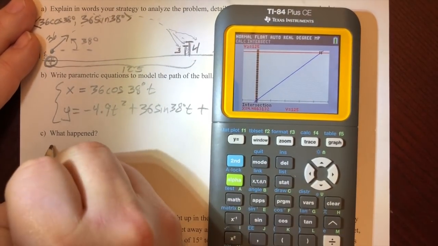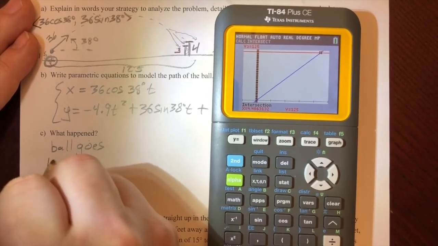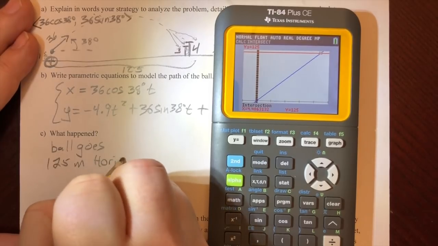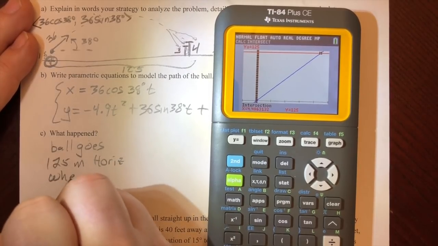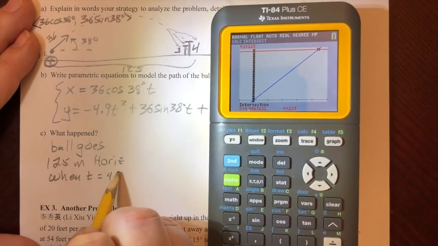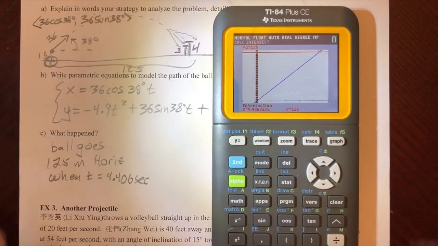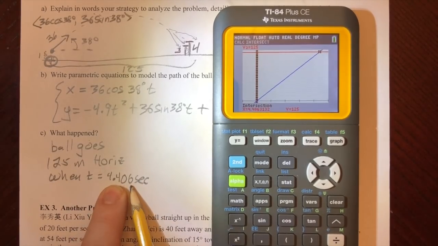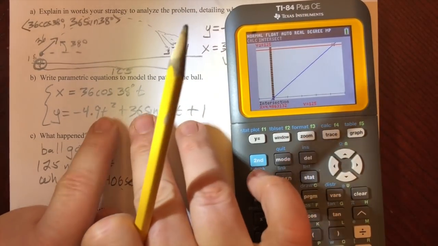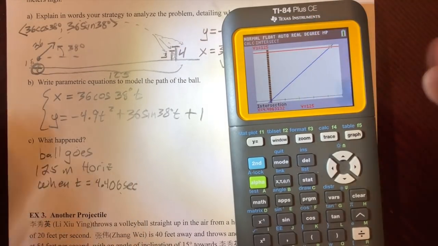So that means the ball goes 125 meters horizontally when t equals 4.406 seconds. All right, so now what we have to do is say, when time is 4.406 seconds, what's the height? Because that'll tell us whether when it gets here, is it too high, right in the middle, or low.